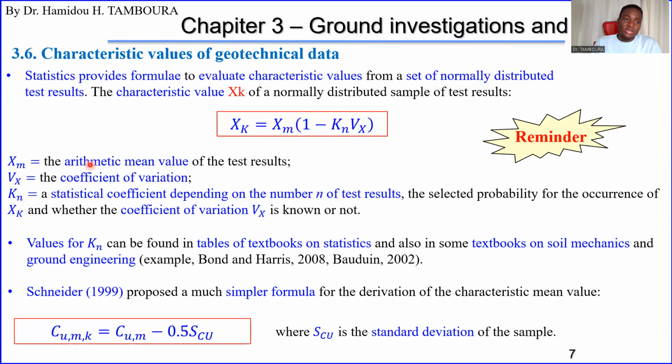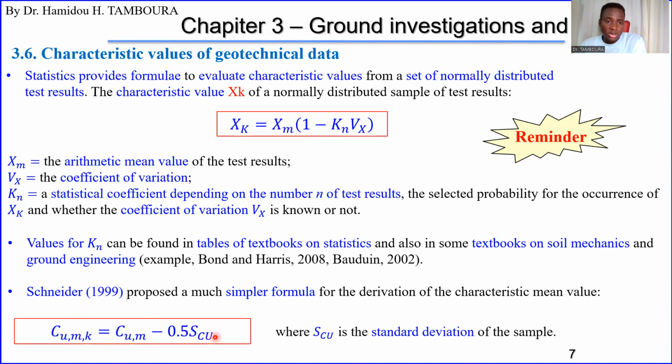kn is a statistical coefficient that depends on the number of tests. We will talk about how to determine this also. The values of kn are available in many statistics manuals. And Vx is the coefficient of variation. This is also a statistical definition. Anyway, we are going to explain all this, but I just want to remind you that we talked about this formula in the previous video.